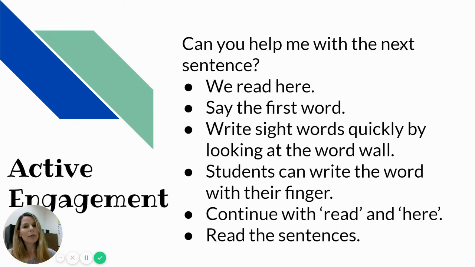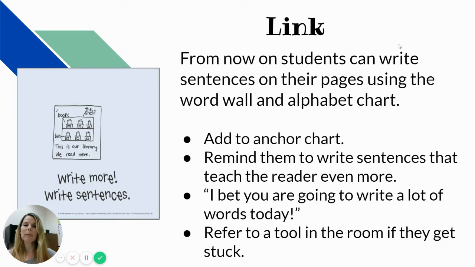Now let's write the word read. Read is not a sight word. So again, you're going to sound it out slowly and write every letter for each sound that you hear. Read. We read here. Here is also a sight word. So you're going to quickly look at the word wall and write the word here down. We read here. So now let's read the sentences together. This is the library. We read here.